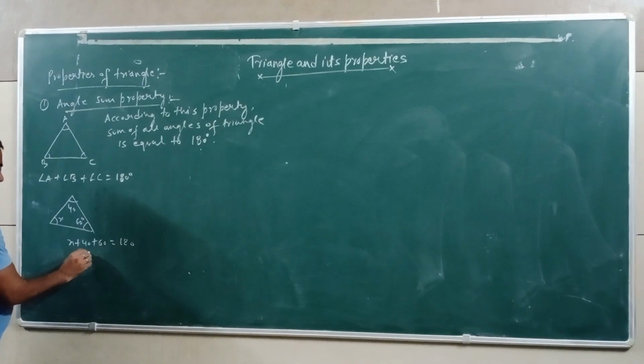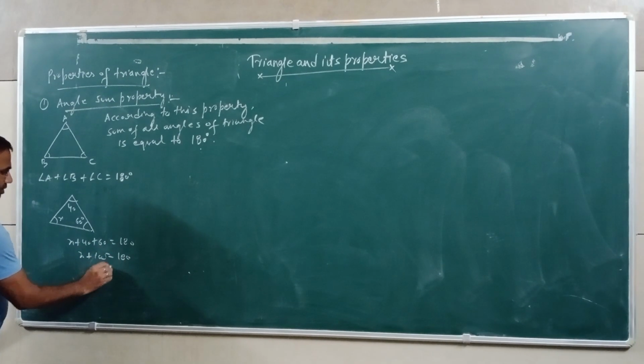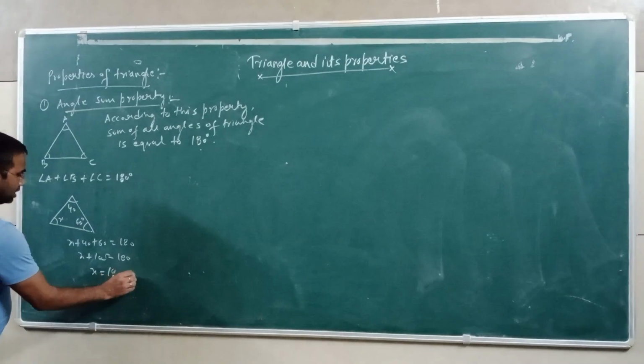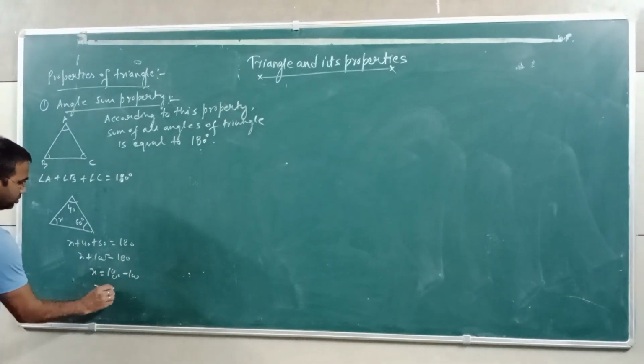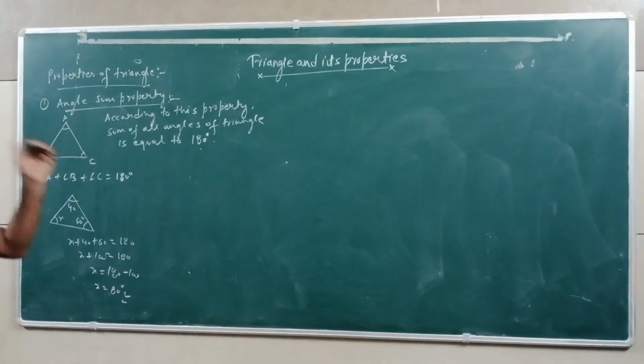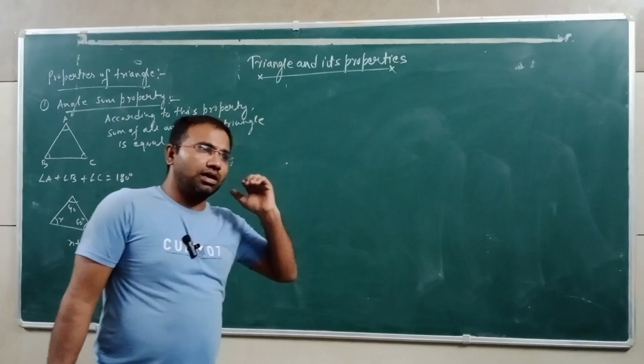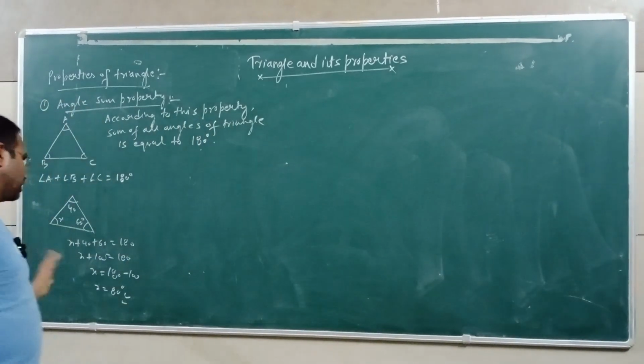Then x plus 100 is equal to 180. Then x will be 180 minus 100, which means x is equal to 80 degrees. So if you know any two angles of a triangle, then you can find the third angle of a triangle.